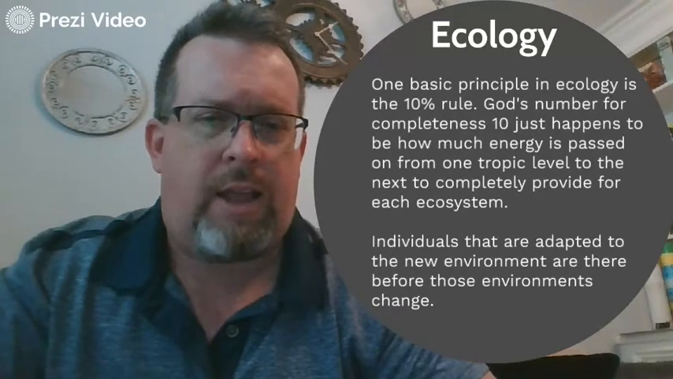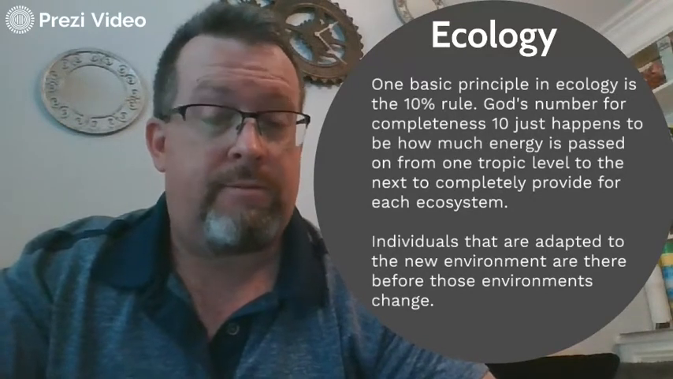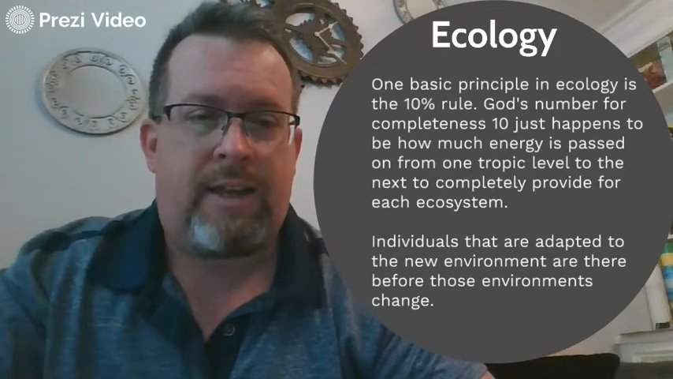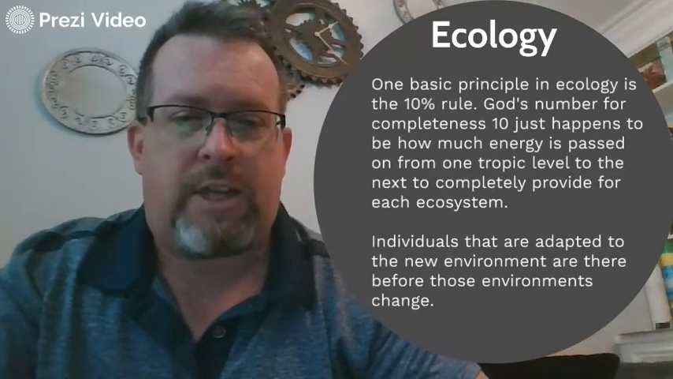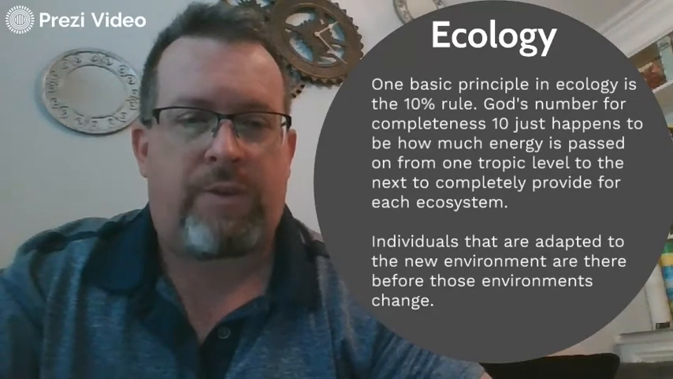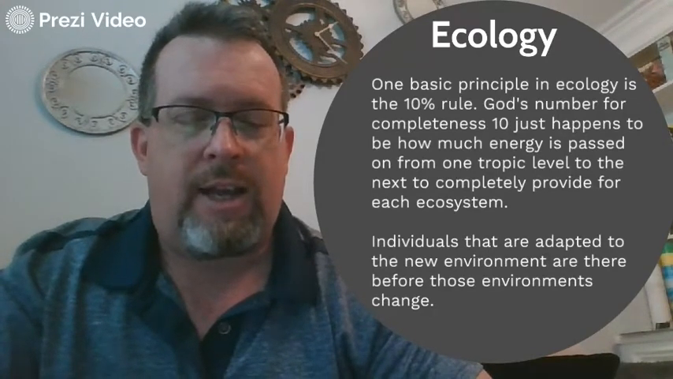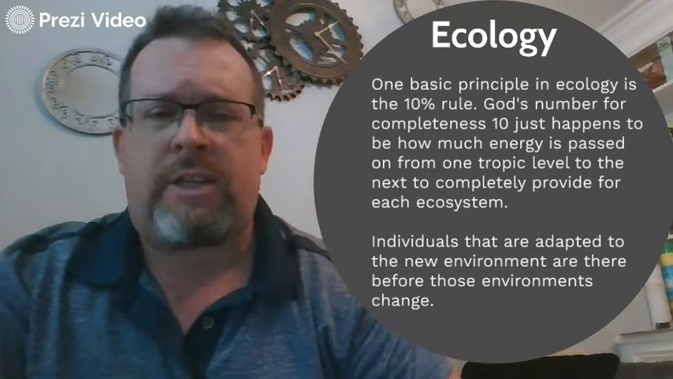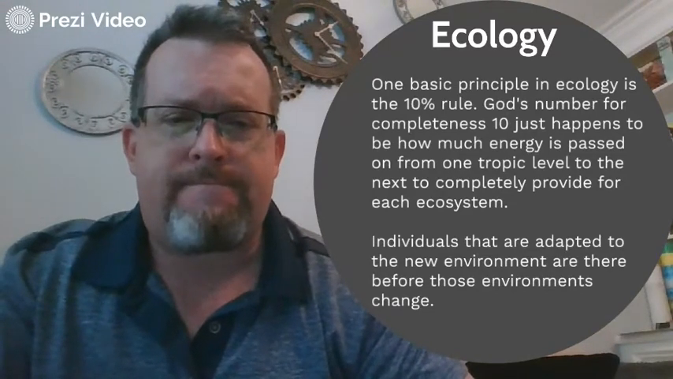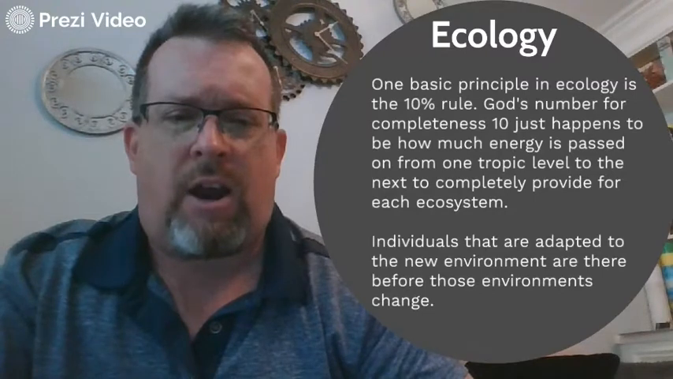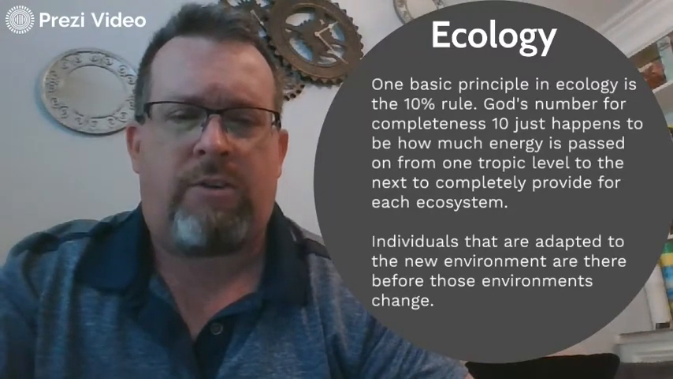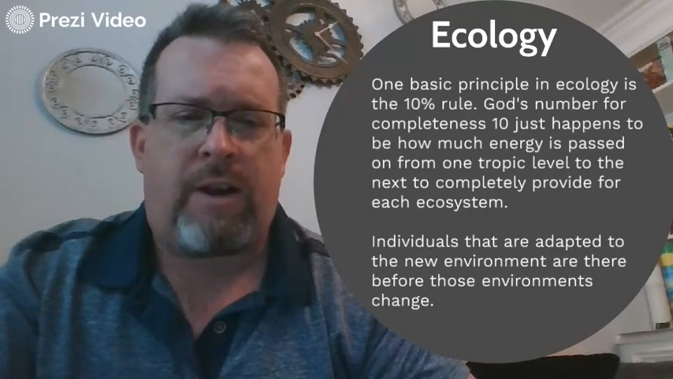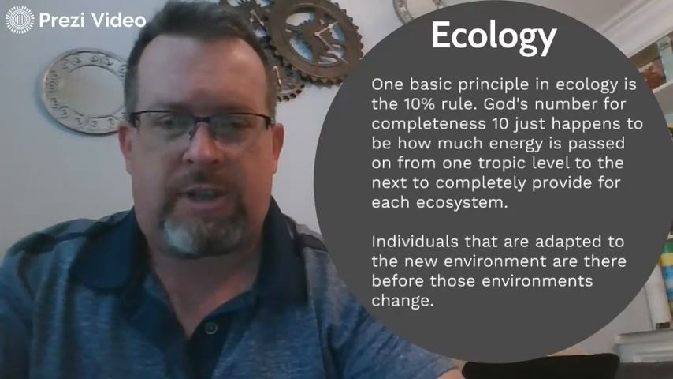One basic principle in ecology is the 10% rule. See that number 10? God's number for completeness, 10, just happens to be how much energy is passed on from one trophic level to the next to completely provide for each ecosystem. Also, in each of those ecosystems, we can see individuals that are already adapted to new environments if the environment ever changes, and before those environments ever change. I think that's interesting.